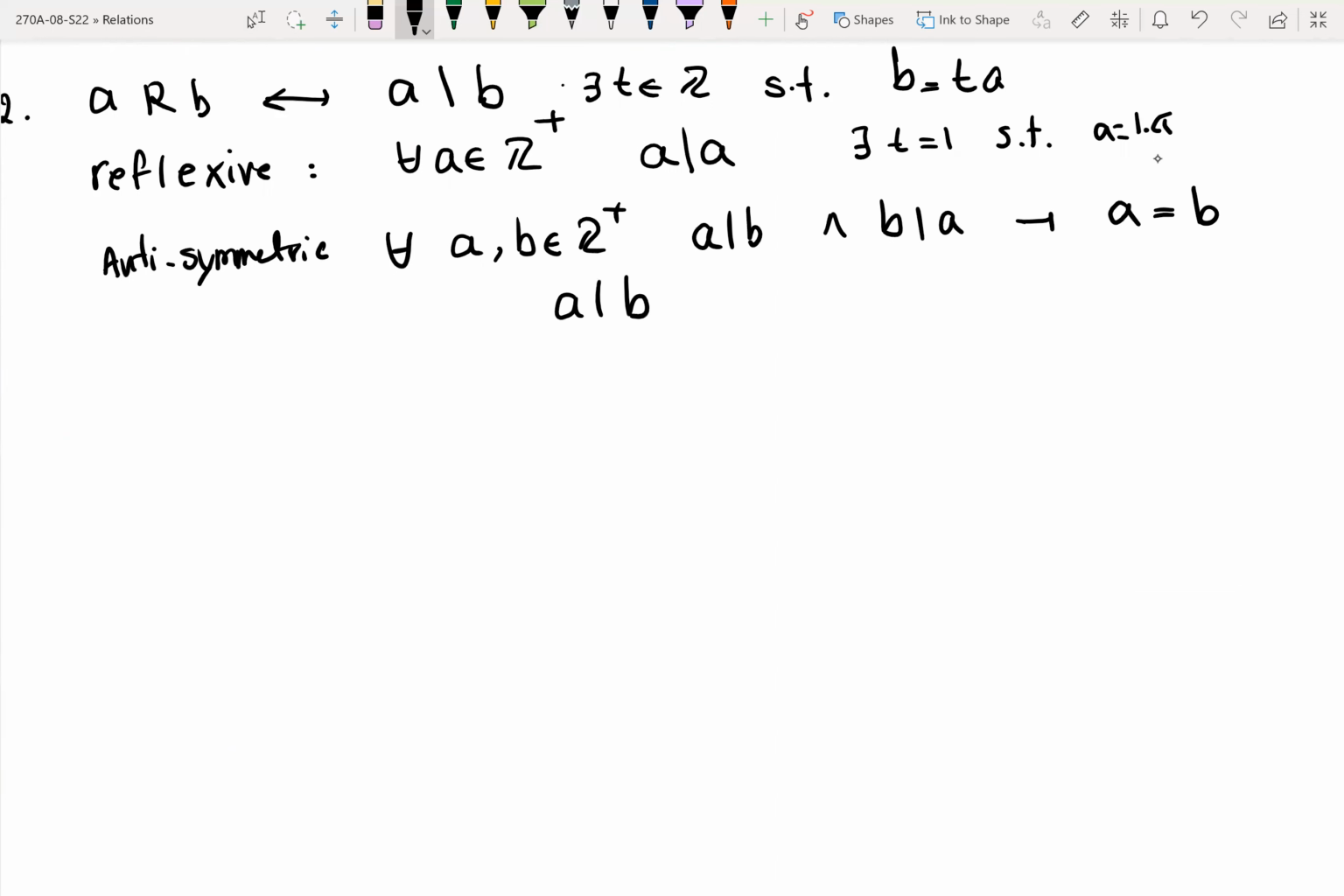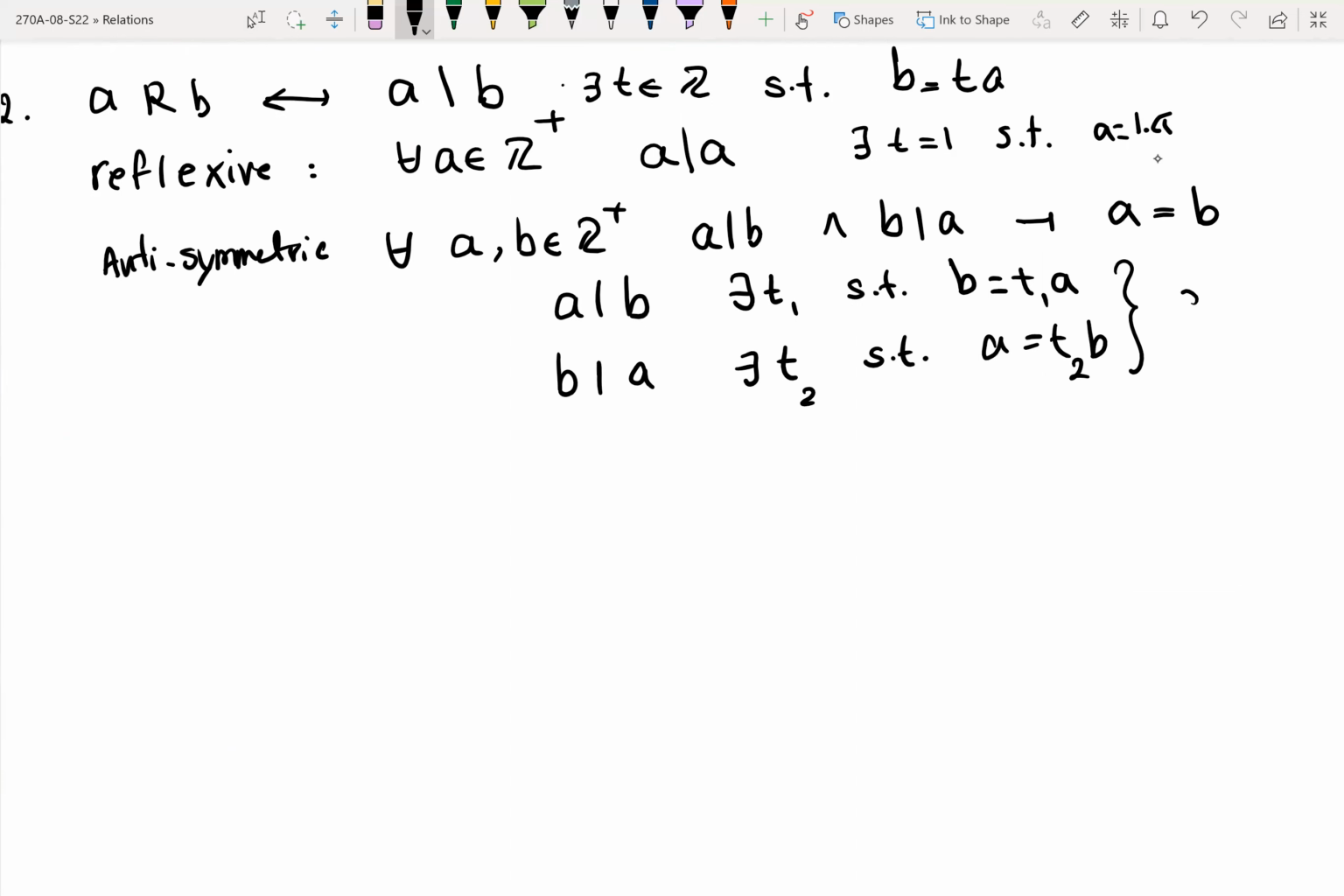A divides B means there exists a scalar such that B is T times A. B divides A means there exists something such that A equals... actually I have to choose different T1 and T2. Okay, can I say this means A and B are the same? What do you think? Think about numbers.